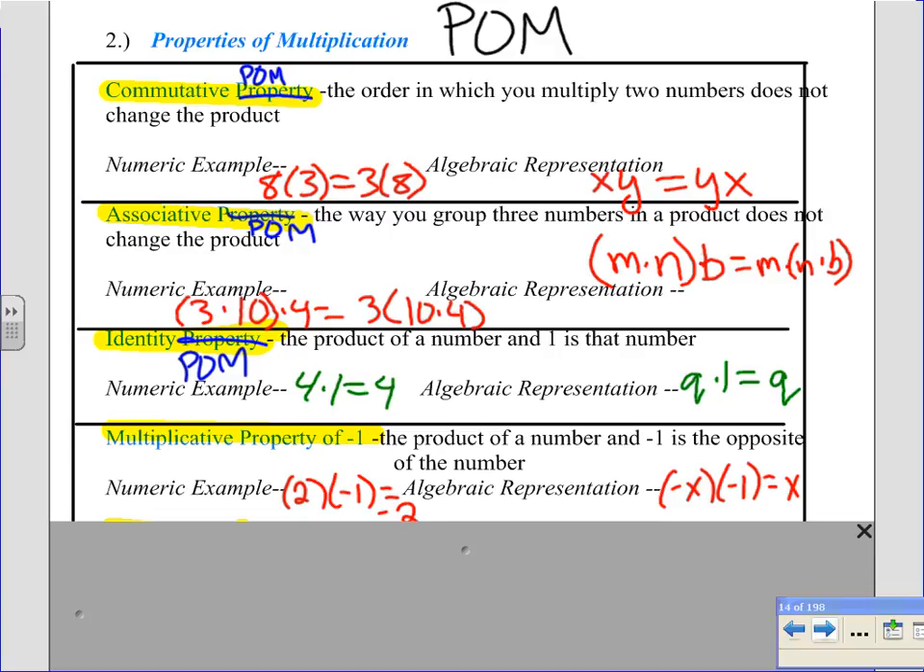So again, we can call this either property of -1, or you can call it the multiplicative property of -1. Typically, we'll call it the property of multiplication of -1, or the -1 property of multiplication. All this says is the product of a number and -1 is the opposite of the number. So I'll say that again. The product of a number and -1 is the opposite of a number. For example, 2 times -1 is -2. Negative x times -1 is x. So if you multiply something by -1, you get the opposite of that number.